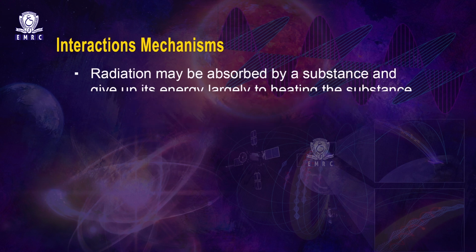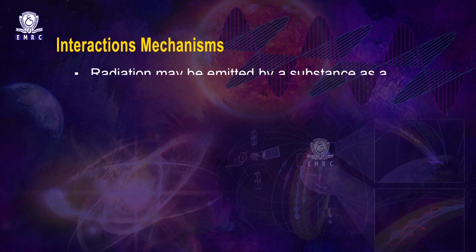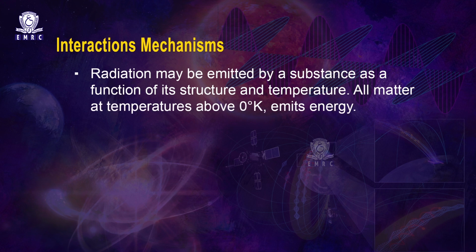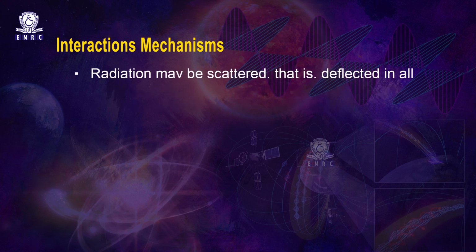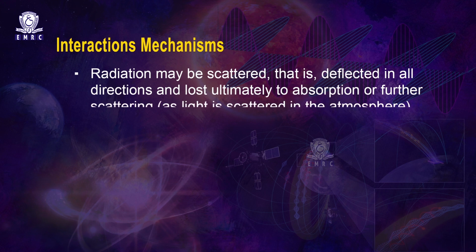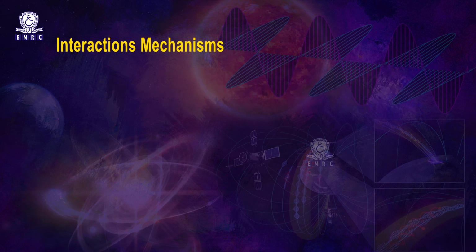Radiation may be absorbed by the substance and give up its energy, largely to heating the substance. Radiation may be emitted by the substance as a function of its structure and temperature. All matter at temperatures above 0 degrees Kelvin emits energy. Radiation may be scattered, that is, deflected in all directions and lost ultimately to absorption or further scattering, as light is scattered in the atmosphere.